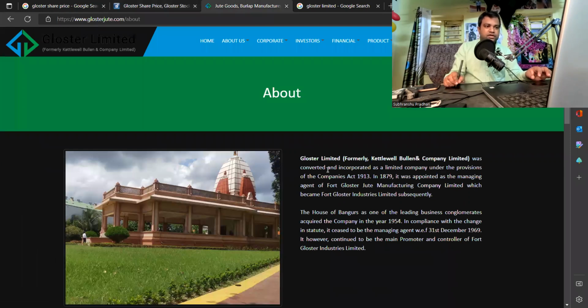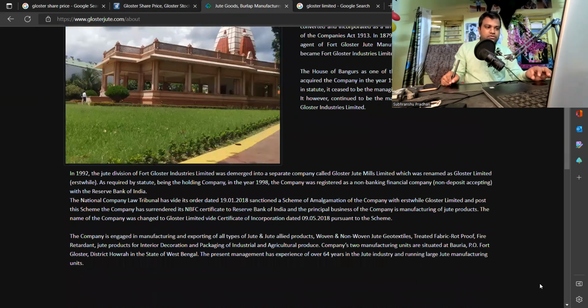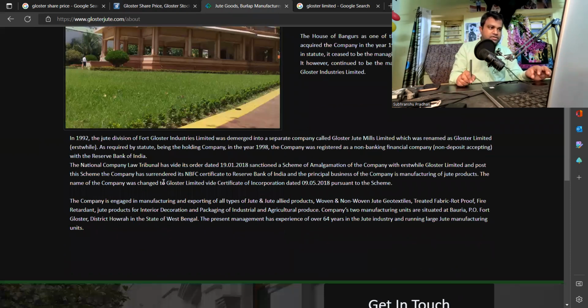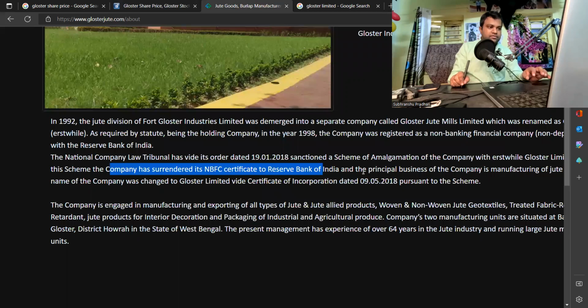So this is the company website. Gloster Limited, formerly Kettlewell Bullion and Company Limited, was converted and incorporated as a limited company under the Company Act in 1913. Previously Gloster was also involved in NBFC, non-banking finance. The company had started its business in that sector, but it has surrendered the NBFC certificate to the Reserve Bank of India, so it's not in the NBFC category now.